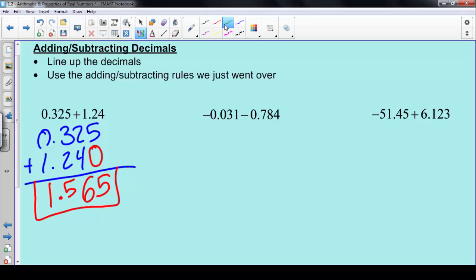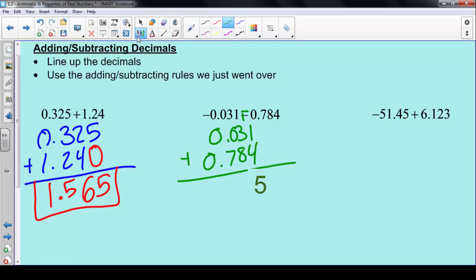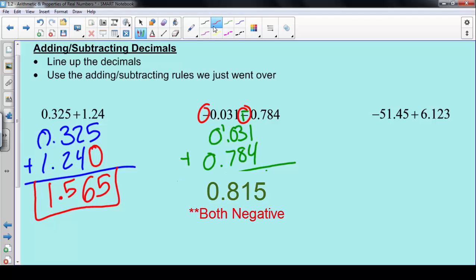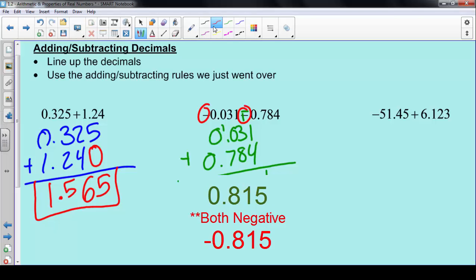This next one, notice we can change this to plus a negative. So now we have a negative plus a negative. They're the same sign, so we can add them. And then remember, they were both negative, so our answer needs to be negative as well.